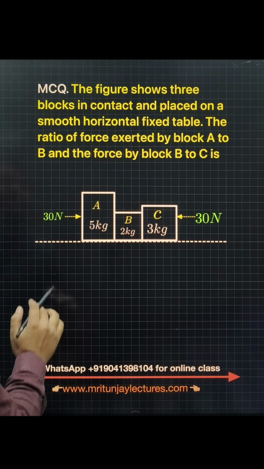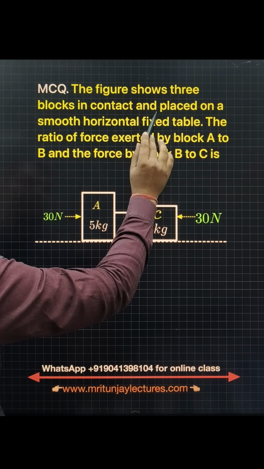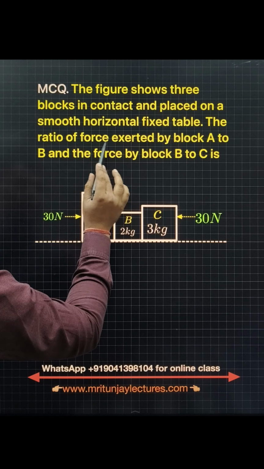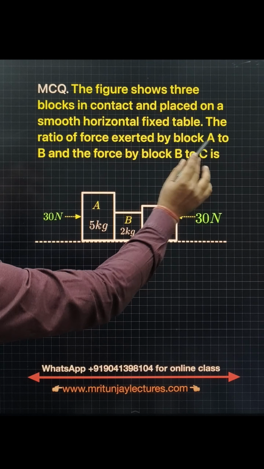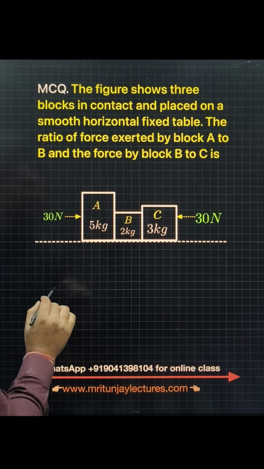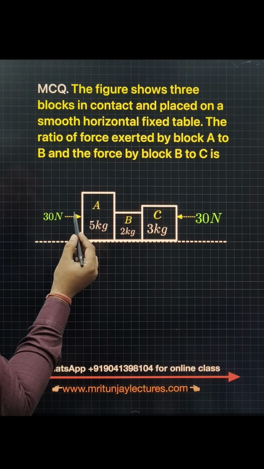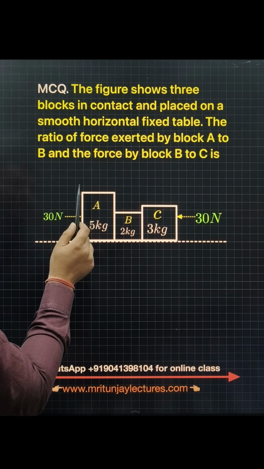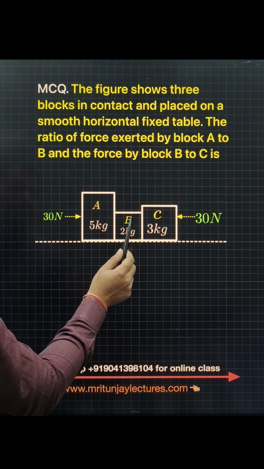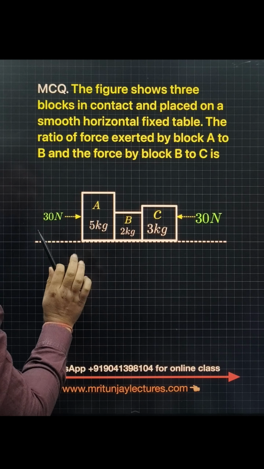Now, question of the day. The figure shows three blocks in contact and placed on a smooth horizontal fixed table. The ratio of force exerted by block A on B and the force by B on C is. So how can we determine? Look here very carefully. Basically, our target is to determine the ratio of the force exerted by A on B and B on C.